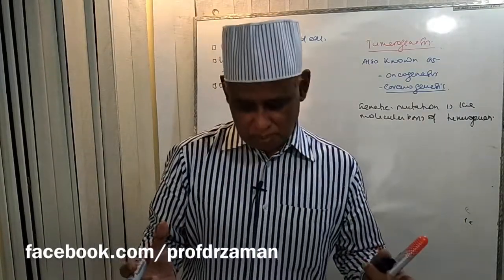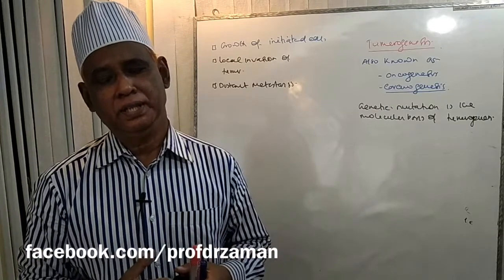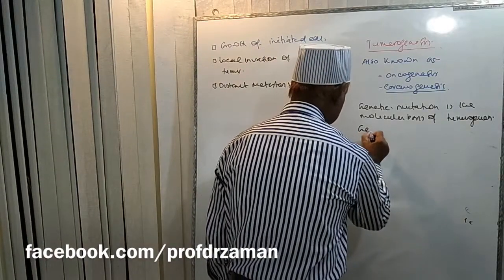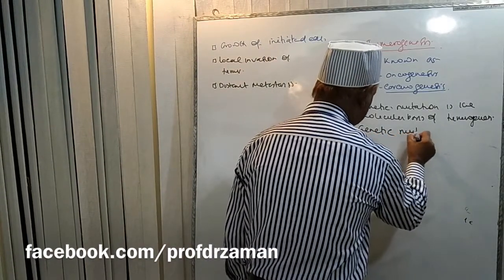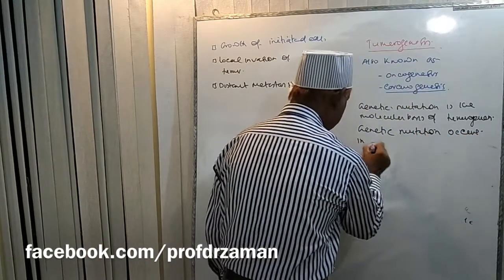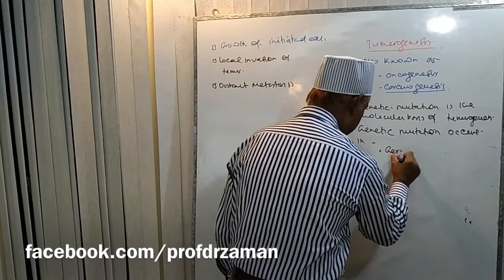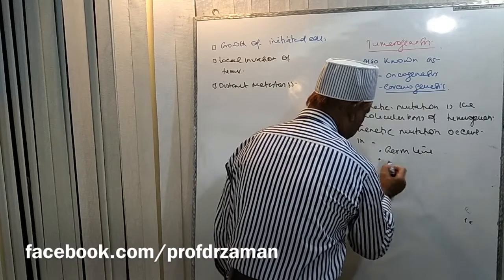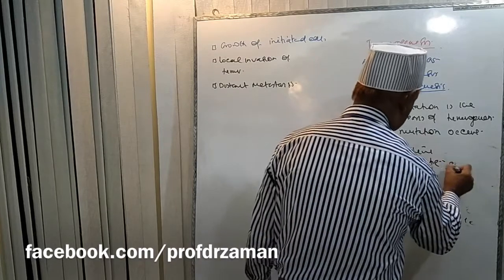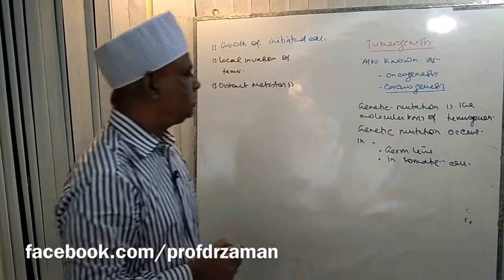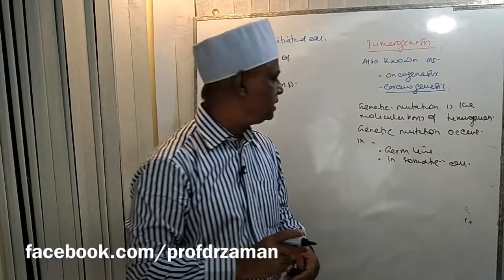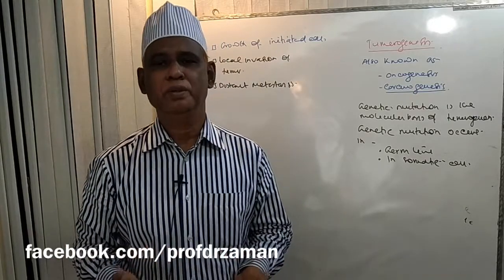And genetic mutation occurs in the germline and also in somatic cell. Dear audience, genetic mutation is the molecular basis of tumorigenesis, and this genetic mutation occurs either in the germline or in the somatic cells.